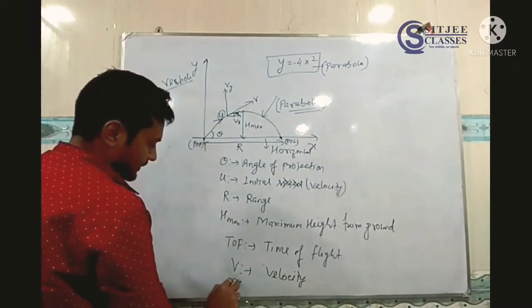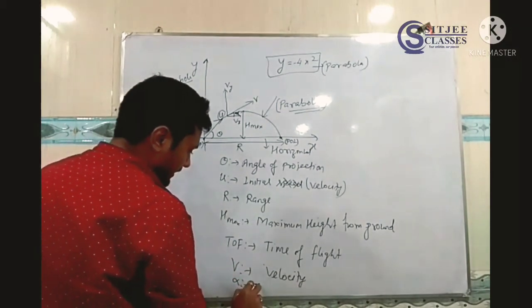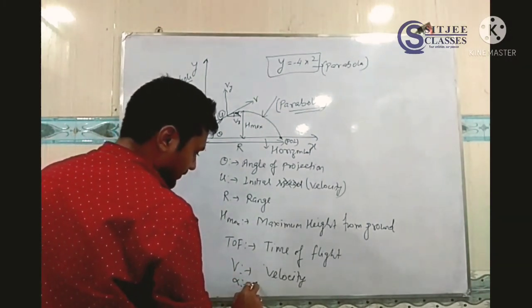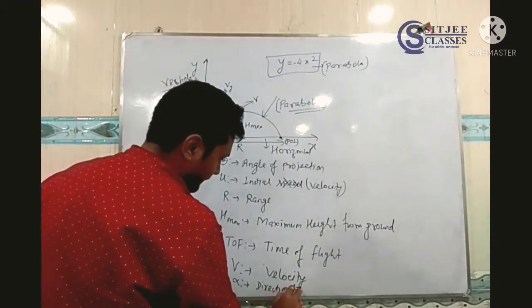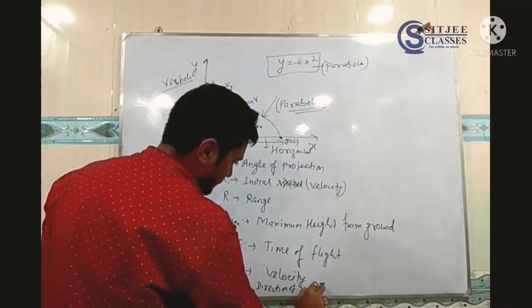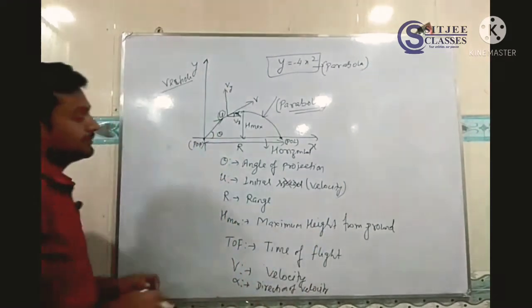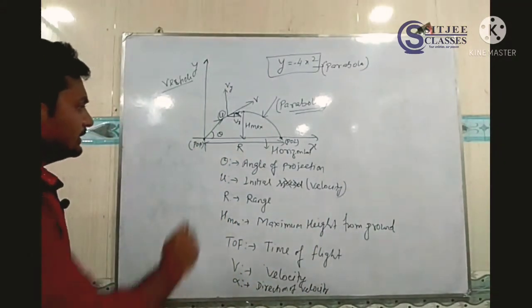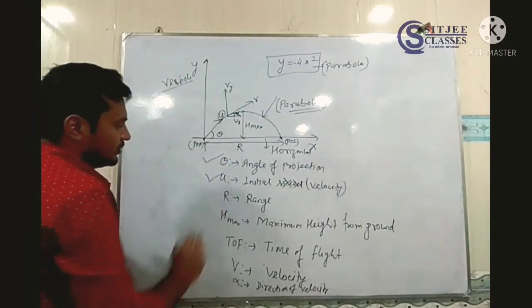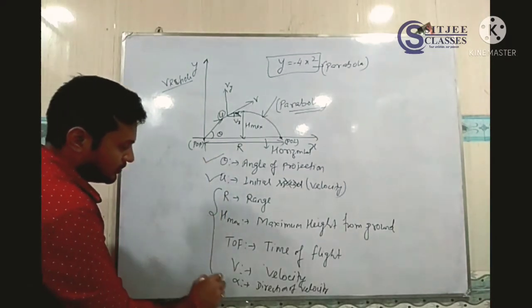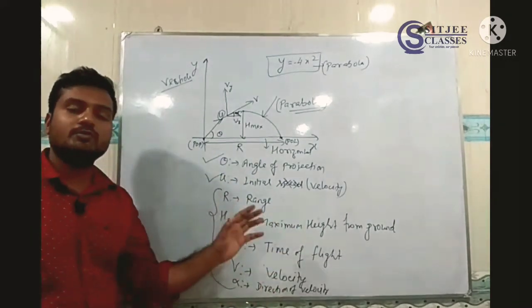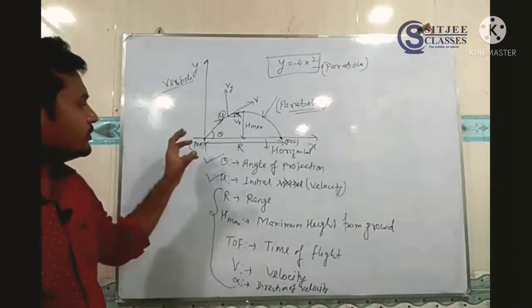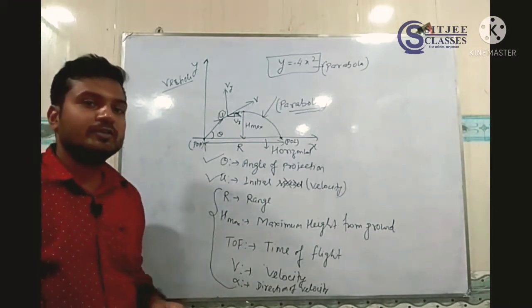So alpha is the angle between, or to be correct, the direction of velocity. Now, this is given to you, and the rest of the things you are going to calculate. Most of the questions will be revolving around these topics only. So, we are going to learn now how to solve questions based on this.